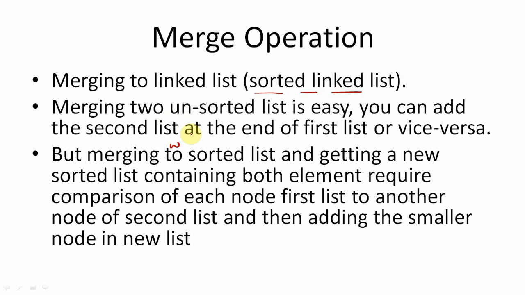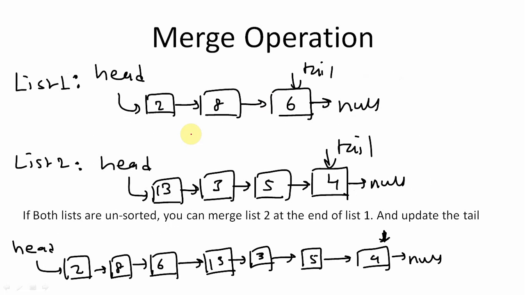Consider this scenario for merge operation where you have two unsorted lists. You can add the new list at the end of the first list. Both lists are unsorted, so you can merge list 2 at the end of list 1, and you only have to update the tail, then you will get your linked list. So it's a simple process.